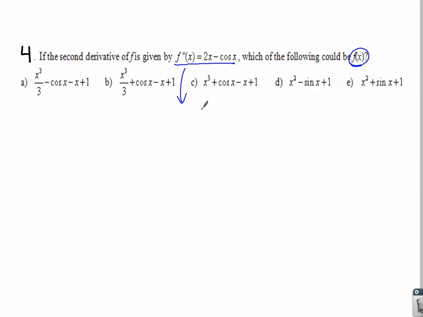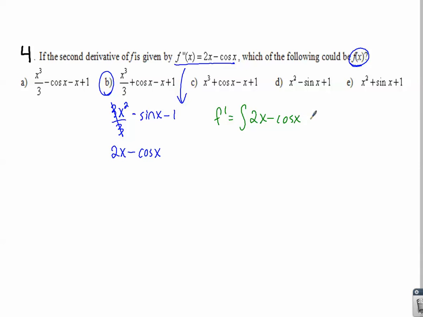Welcome back. The answer is B. How did I get it? Well, if we take two derivatives, we get 3x squared over 3 minus sine of x minus 1. One more derivative gives 2x minus cosine x, and done. That's what this looks like. But I'd have to test all of them, and that's kind of time consuming. So I'm going to also do it with antiderivatives.